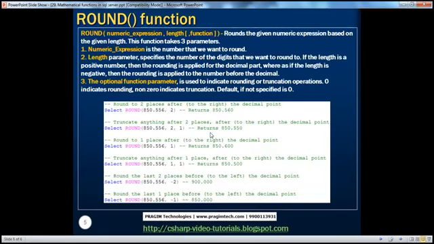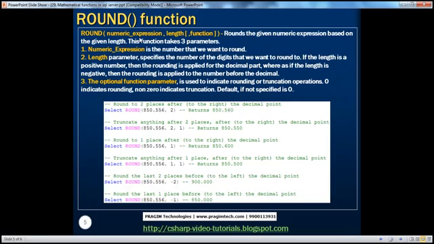The final function that we will look at today is round. This is a very, very important function, and I believe every developer would have used this at least 1 or 2 times in their life in any project. Alright, so let's see the significance of this round function. The round function, as the name suggests, rounds the number.